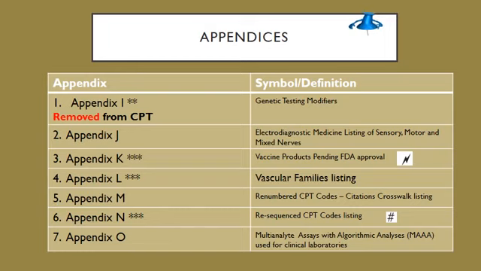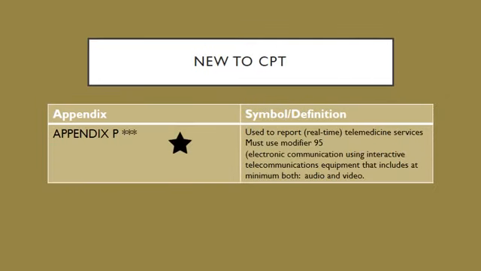Appendix O is multi-analyte assays with algorithmic analysis, used for clinical laboratories. Okay, I know I botched how to say it. I am not the best with enunciation or pronunciation, but I try and do my best. But it's not something that we'll probably see, but you just need to know Appendix O houses the M.